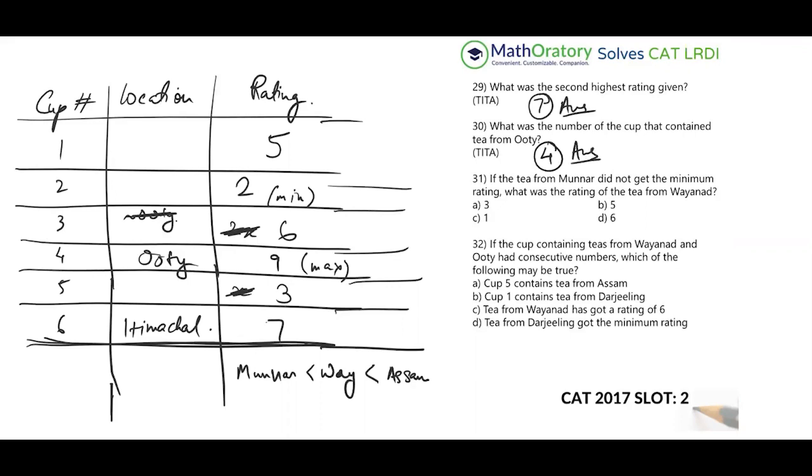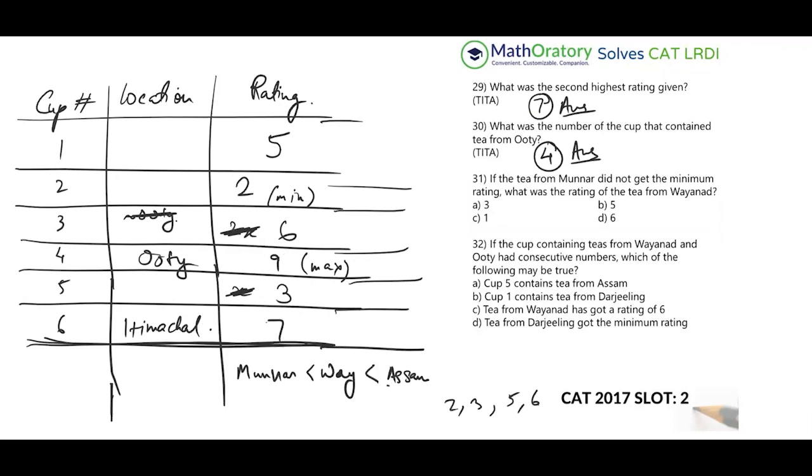31 says if the tea from Munnar did not get the minimum rating, what was the rating of the tea from Wayanad? So this is interesting, right? So the ratings that we have left off, let us look at the numbers again. I'm writing this in increasing order. So this is how I've collected this information. So we have 2, 3, 5, and 6, right? So these are unassigned. 7 is assigned to Himachal and 9 is assigned to Ooty. So 2, 3, 5, 6 are not assigned.